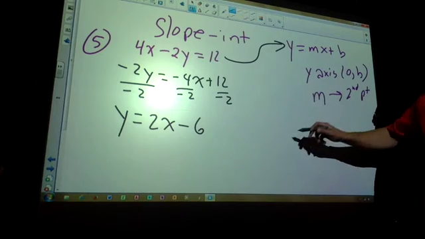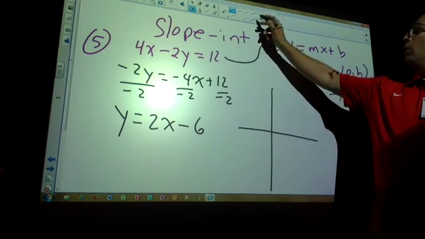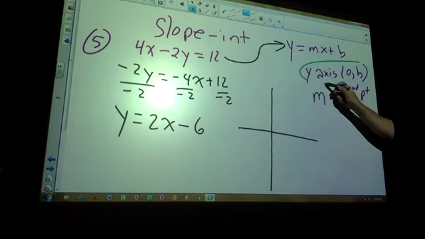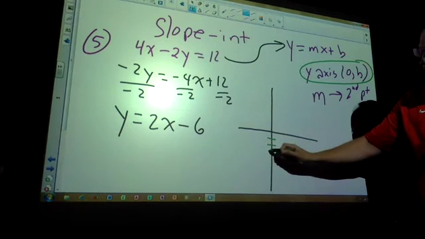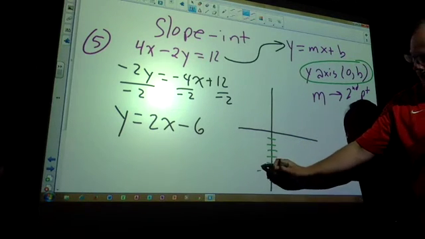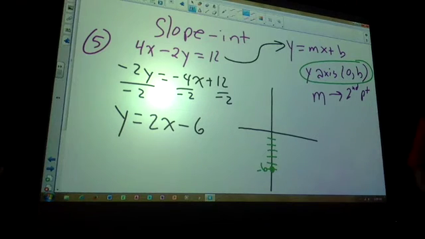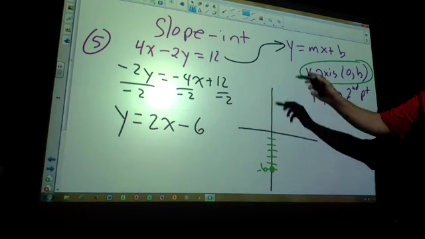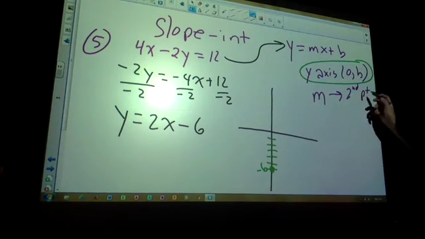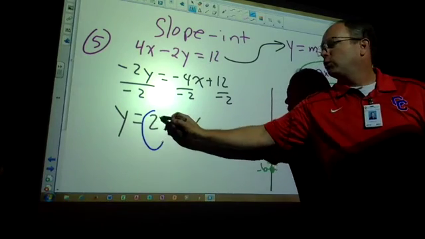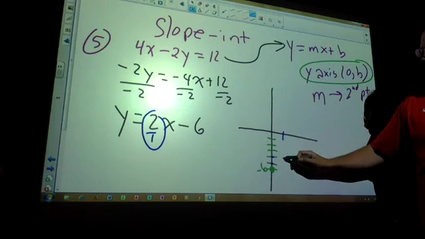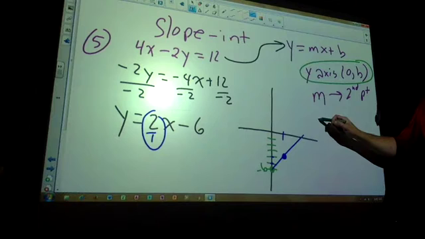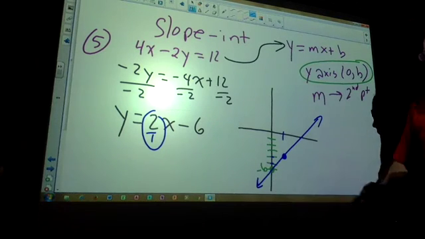All right, so now we're going to use slope-intercept form. Where does it cross the y-axis? -6. So 0, -6 down here, yes? Does that make sense? So now I'm going to use my slope as a map to find a second point. So my slope is what? Up 2 over 1, right? So from this point, I'm going to go up 2, right 1. Done. Connect the dots. And it's done.